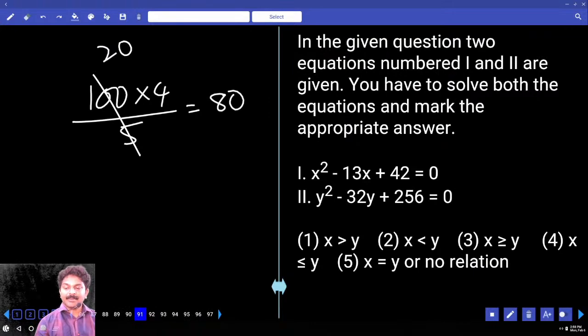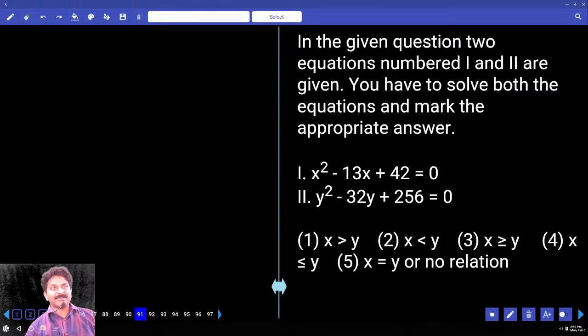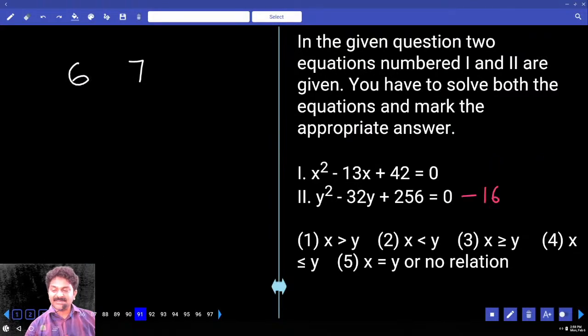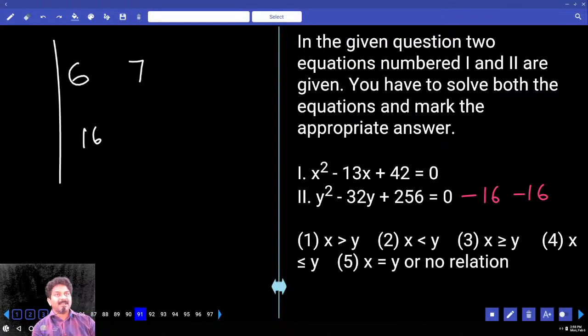Product must be 42, sum must be minus 13. Combination: minus 6, minus 7. Factors are plus 6, plus 7. Now here 16, minus 16 is the combination. The same number is repeating, so we can take one number, that is enough. X less than Y.